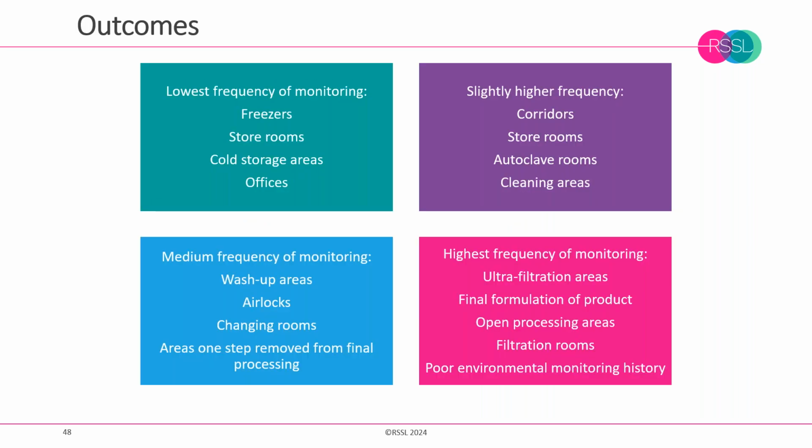So the outcomes that emerged from this are that the lower frequencies of monitoring are for things like consumable storerooms and cold rooms, medium frequencies for things like changing rooms and equipment wash bays, higher frequencies for corridors where there's a lot of people activity, and the highest frequencies where we've got open processing. In a sense, you can start to sense check this, and you could argue that this is just common sense, and these are the kind of groupings that you may have come up with anyway.